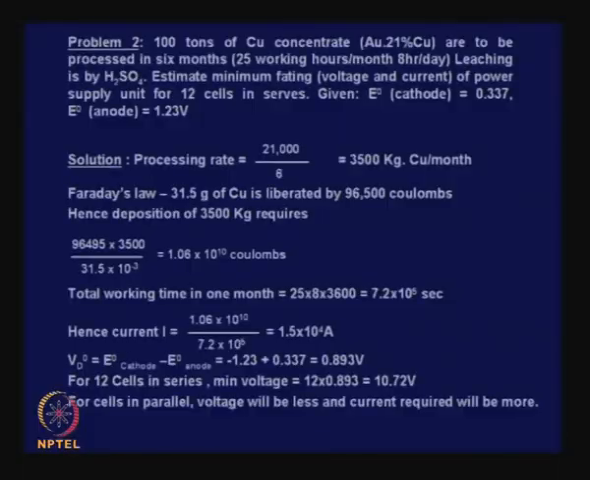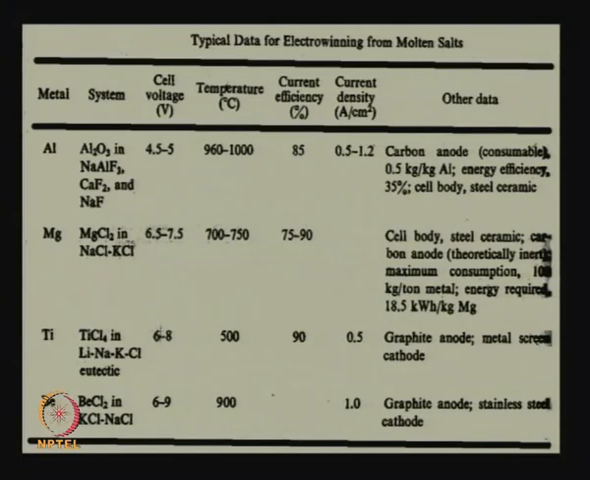This is an advantage, because you can carry out the operation at a lower temperature. You should know that seldom is a pure salt electrolyzed, very rarely, maybe never. We always take a salt and dissolve it in a solvent, which are other salts, and then we electrolyze. Like if you can see some compositions here, there is some typical data for electrowinning from molten salts.